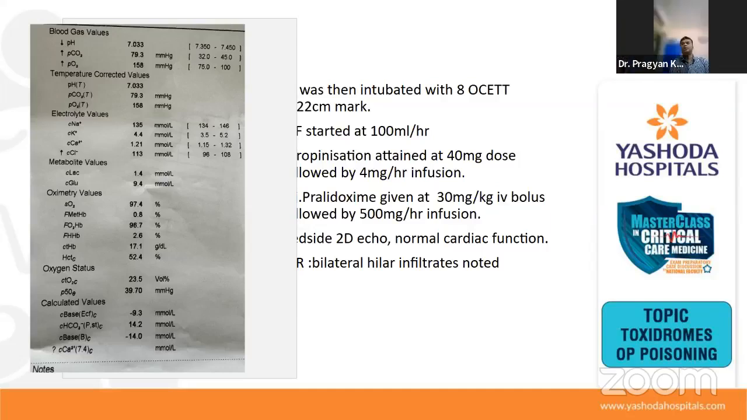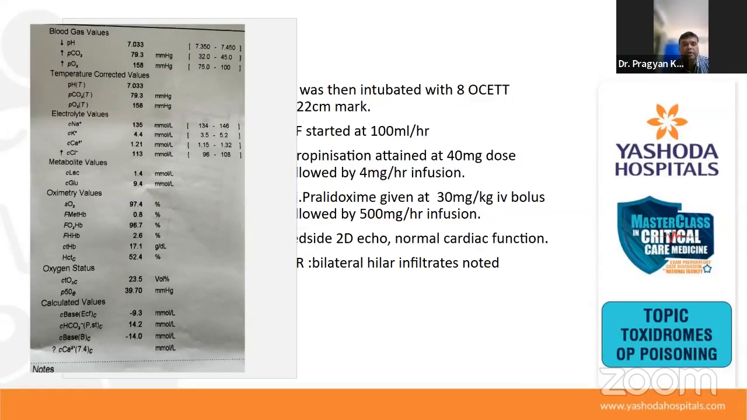Next, coming to pralidoxime. What is the plan you told us? You have given PAM. What is the dose you have given? And tell me whether PAM is evidence-based or you are giving it whimsically. What is the evidence behind PAM? Pralidoxime, I mean. And what is the dose you have given? As per the WHO protocol, sir, we are giving pralidoxime.